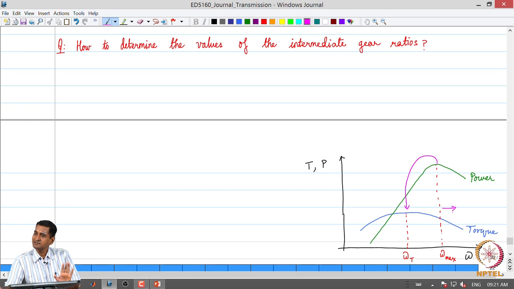So we keep on accelerating, the vehicle speed keeps on increasing in the second gear, we reach close to omega max, then we switch from second to third gear. This is what is called upshifting, going from a lower gear to a higher gear. When we upshift from the second gear to the third gear, what do we want? Same thing, we want to come back from omega max to close about omega t. So essentially we want to operate the engine while operating the vehicle in this speed range, and this physical motivation or requirement is going to help us in figuring out the intermediate gear ratio.